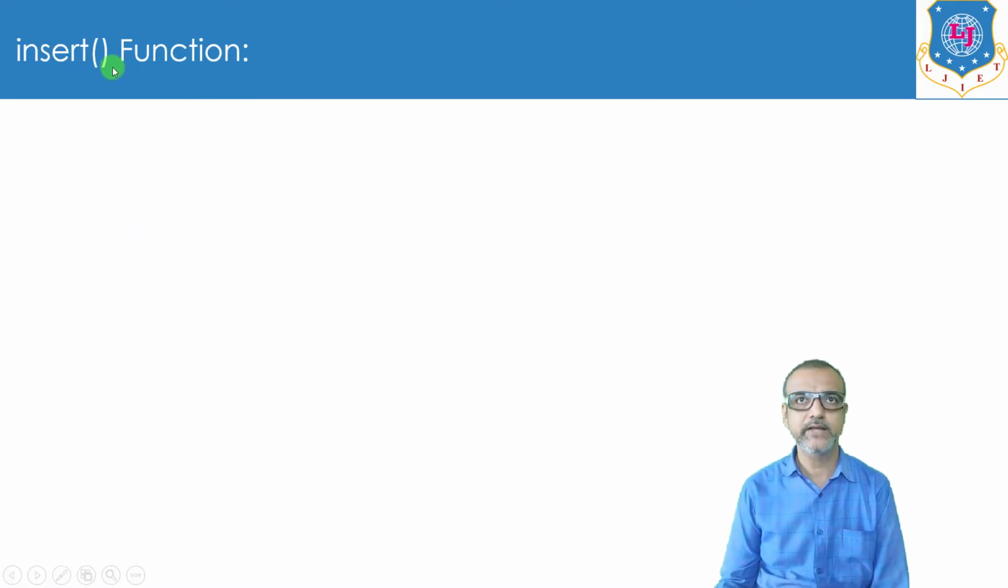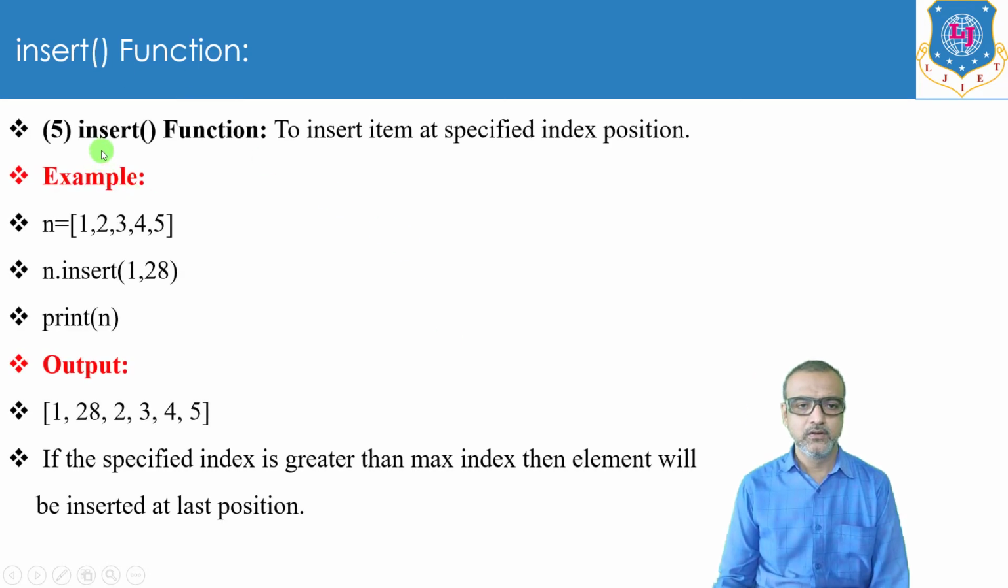Now we will see the next function, that is the insert function. So what will the insert function do? To insert an item at a specified index position, we will use the insert function. So here is the example. In the variable n we have taken these 5 elements. So n.insert(1, 28). So what will it do? It will just add the number 28 at index 1.